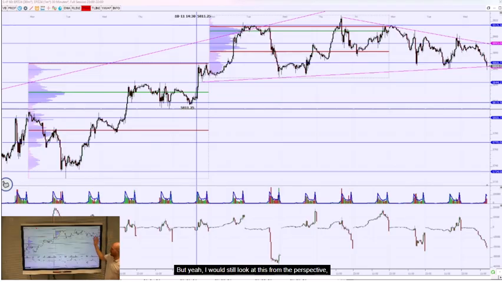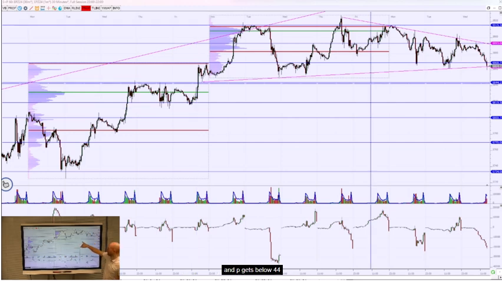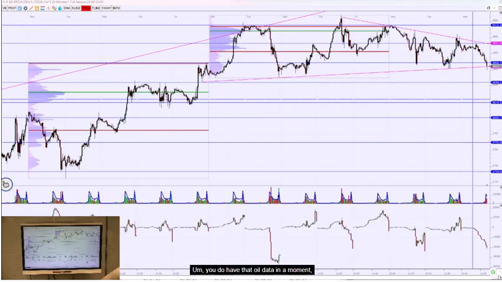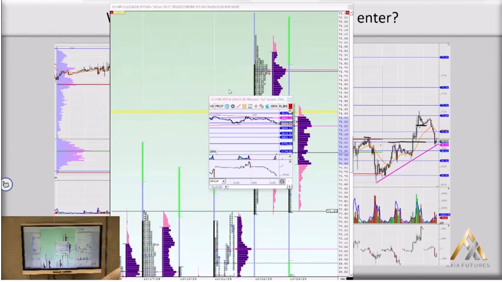But yeah, I would still look at this from the perspective of, irrespective of any news that happens, until the S&P gets below 44 or above 15, there is no direction in it broadly. It's just going to wash up and down. You do have that oil data in a moment.